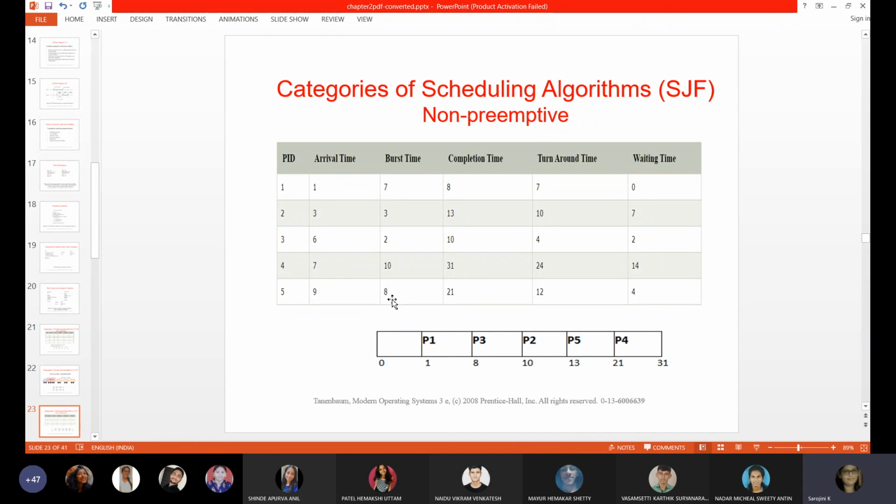So here, no process arrived in the 0th millisecond. Observe, no process arrived in the 0th millisecond. But you have to start with the 0th millisecond. So from 0 to 1 millisecond, none of the processes were in the ready queue, because only in 1 millisecond does process 1 arrive in the ready queue. Its CPU burst time is 7 milliseconds.